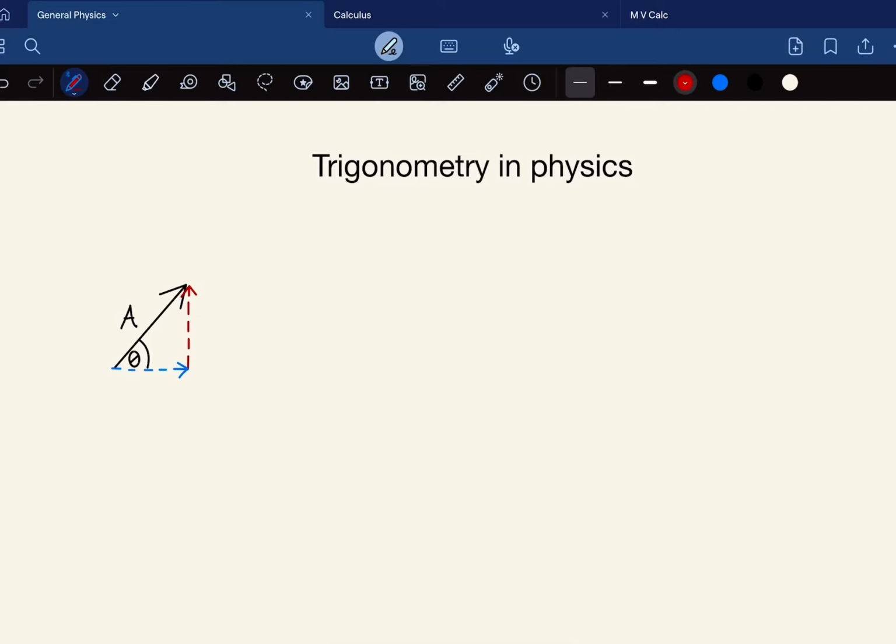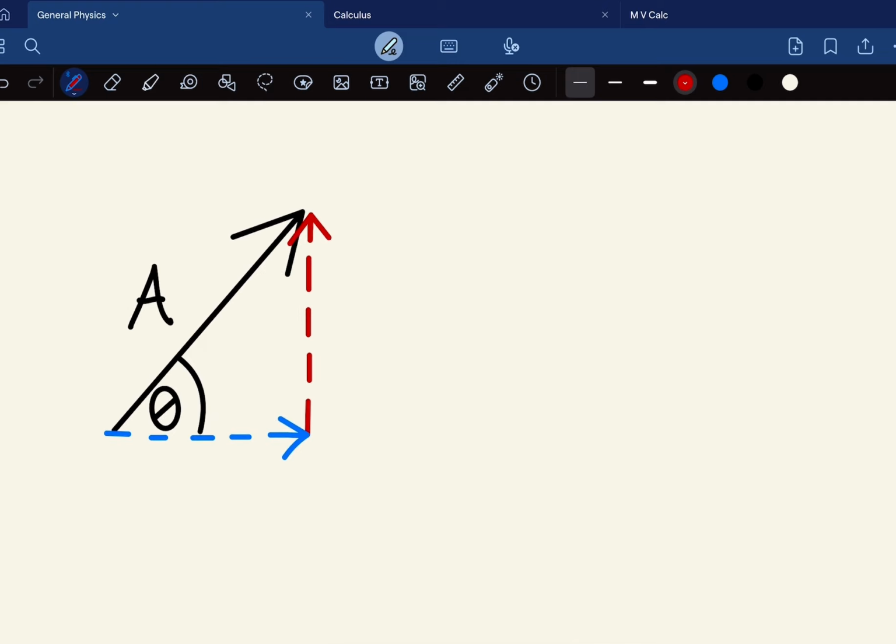In this video we will be covering trigonometry and how it is used in physics. Now let's say we start off with this vector right here, which is made up of two components. Its vector in the x direction, which we can call ax, and its vector in the y direction, which we could call ay.